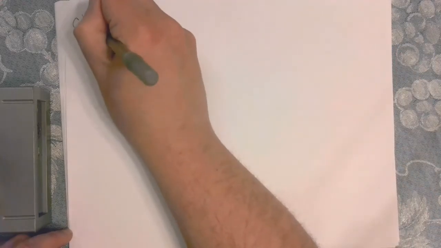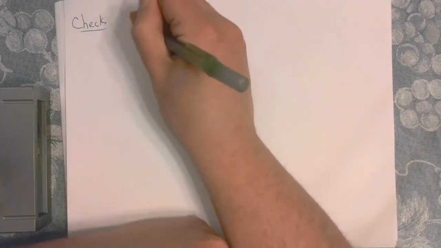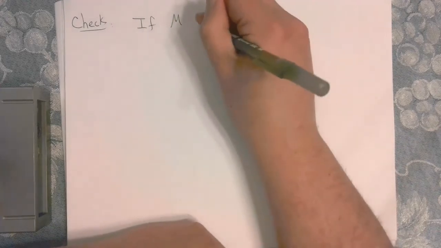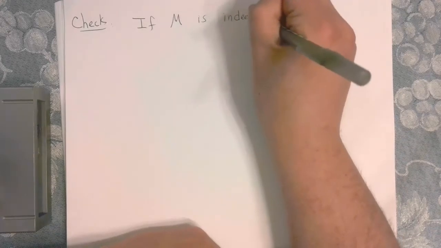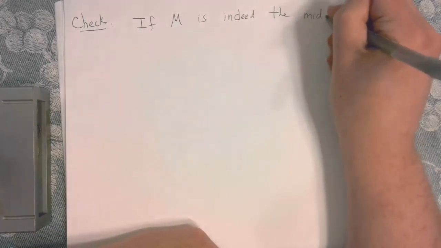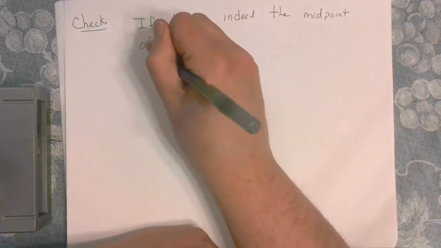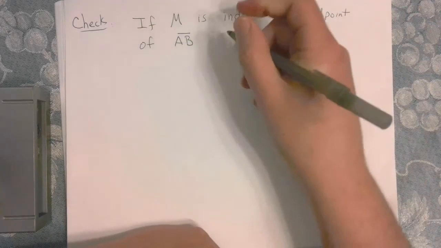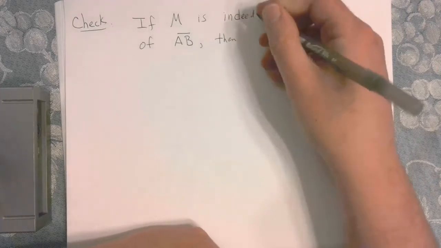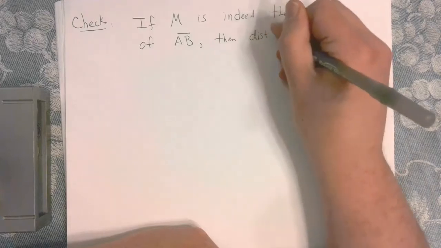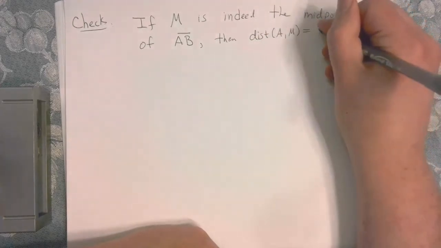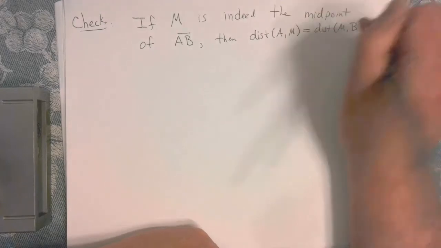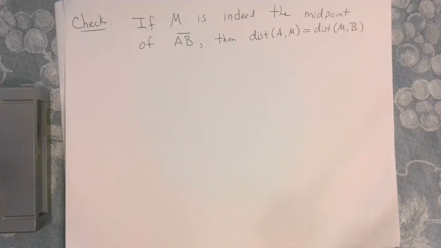So yeah, we're going to go ahead and check that. We want to really convince ourselves. We want to let the math do the talking. So we're going to say, well, if M is indeed the midpoint of line segment AB, then the distance from A to M should be exactly the distance from M to B. So yeah, we just have a couple of distances to compute.